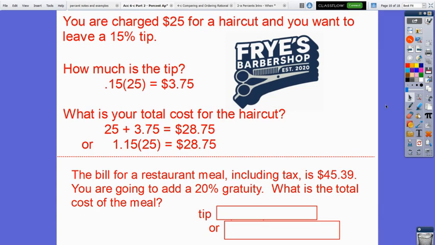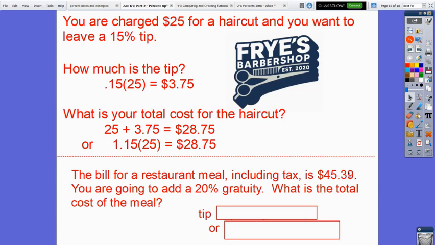All right, so one for you. Your bill for a restaurant meal, including the tax, so the tax is already paid on here, is $45.39. You want a 20% gratuity. What is the total cost of the meal?